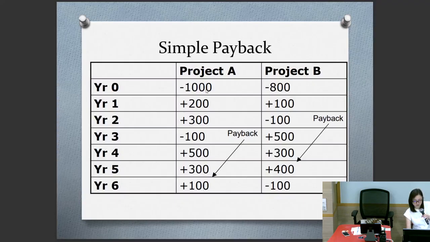So minus 1,000, and then plus 200, so it will be negative 800. Then negative 500, then negative 600, then negative 100. Then in year 5 you will have positive 200. So that would be the time that the initial investment and the renovation or maintenance fees will be recovered by the savings. So the payback period for project A will then be 5 years.